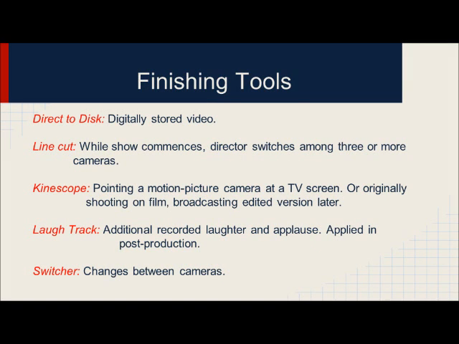The finishing tools consist of direct-to-disc, which is digitally stored video. The line cut: the show commences, and the director switches among 3 or more different camera shots. The kinescope is the pointing of a motion picture camera at a TV screen, or originally shooting on film, broadcasting, and editing the version later. The laugh track is additional recorded laughter and applause, which is applied in post-production, and the switcher changes between cameras.